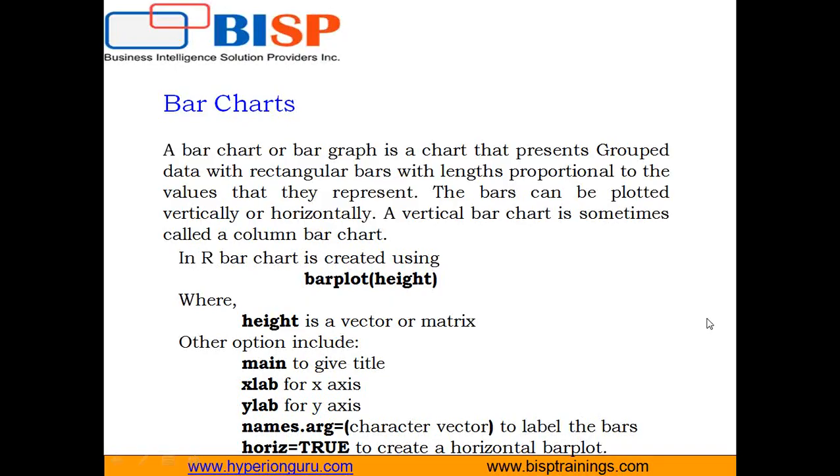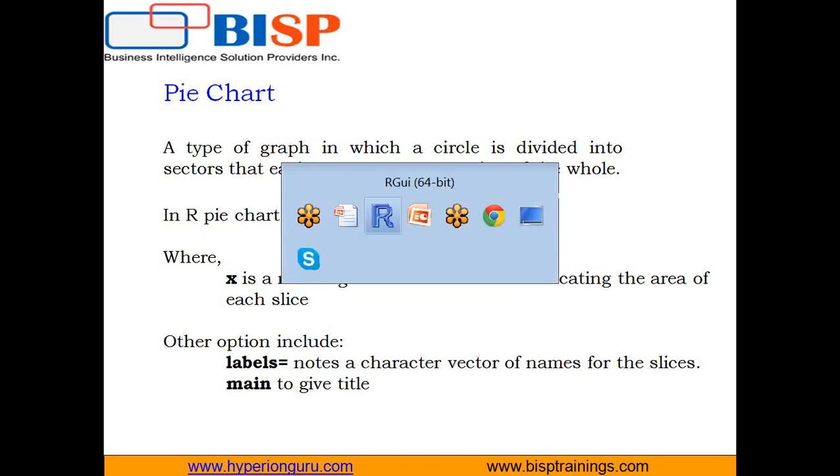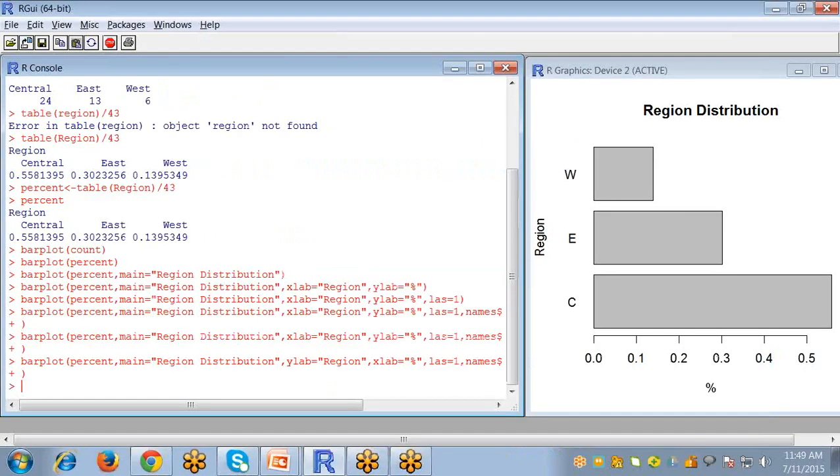Now the next one is the pie chart. So what is a pie chart? A pie chart is a chart in circular form, and it stores the data in sectors. In R, you can create a pie chart using the pie command. It takes one argument x for the distribution of sectors, and among the other arguments you can give labels for naming the sectors and main to give the title. So let's see it in RStudio.